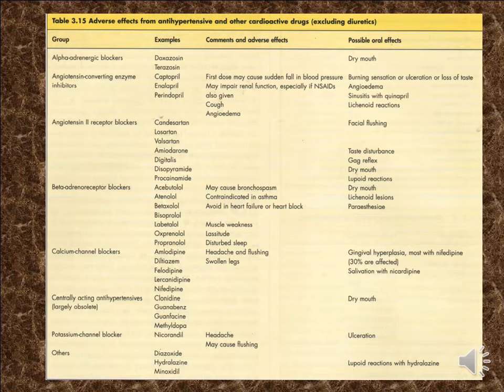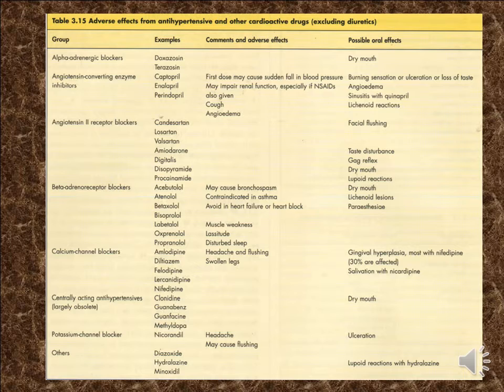Calcium channel blockers, amlodipine and diltiazem, lead to headache, flushing, and swollen legs. The oral side effect is gingival hyperplasia, most with nifedipine, where 30% are affected, and salivation with nicardipine.